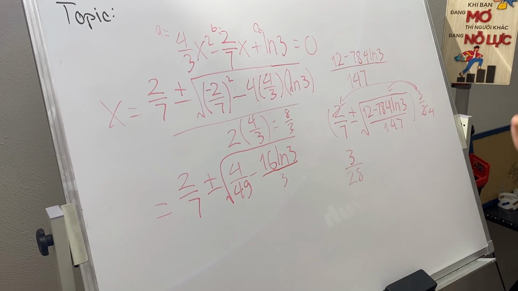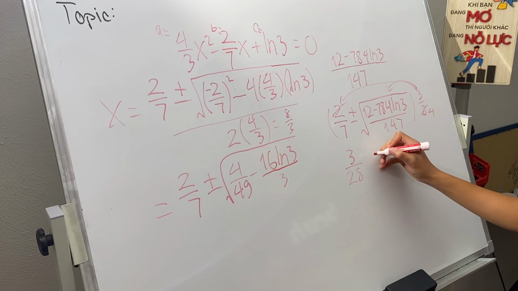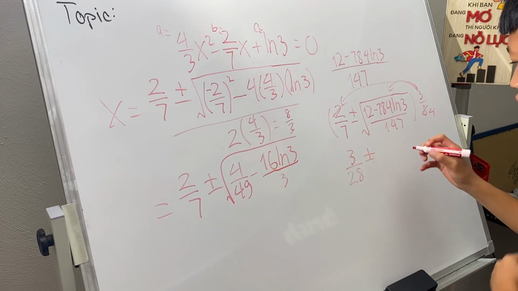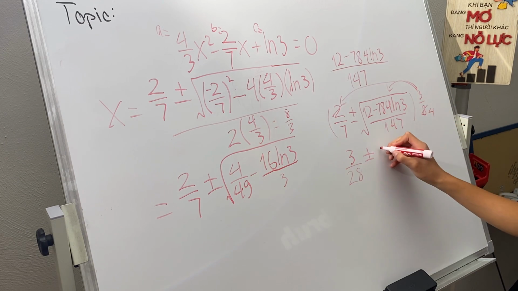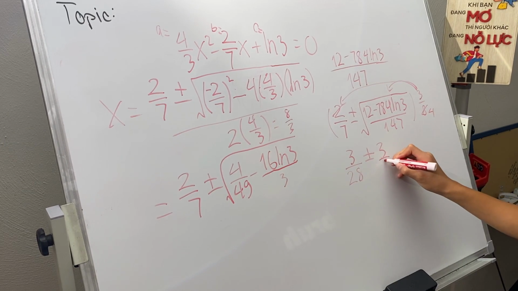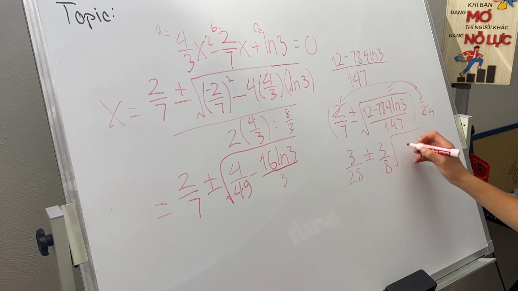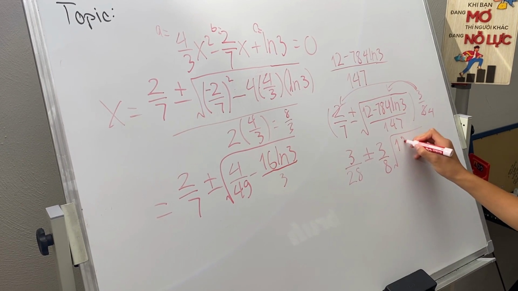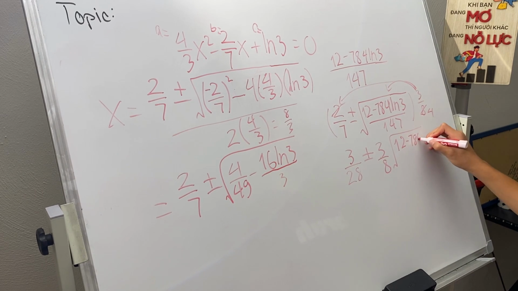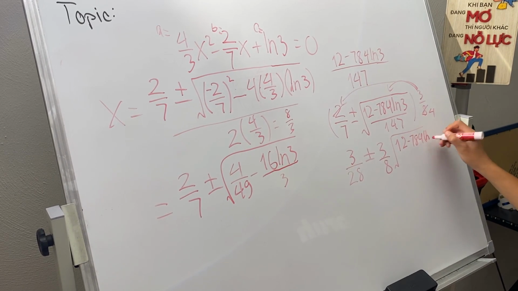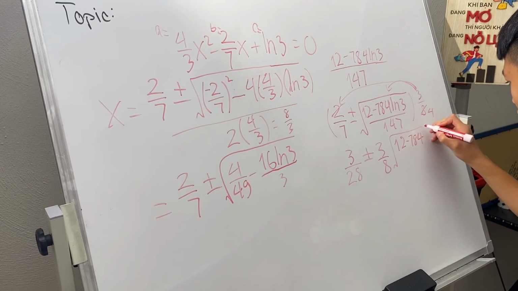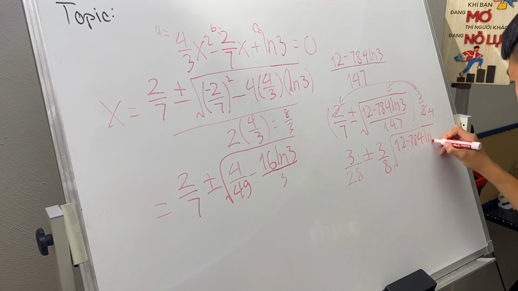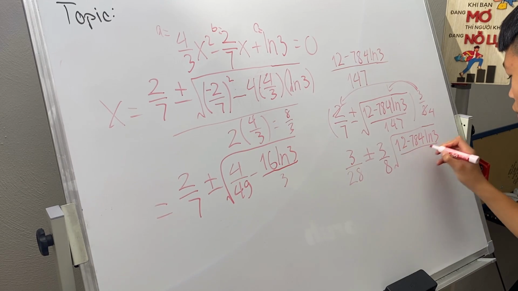Very nice. Then you plus or minus the 3/8 like this. Then multiply by the square root. Yay. 12 minus 784 times ln 3. Why is my 4 looking so ugly? ln 3 and over 147. That's it.